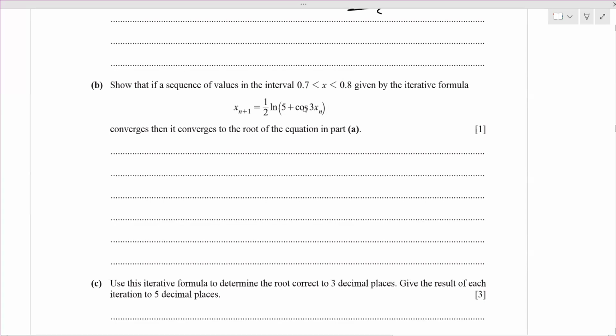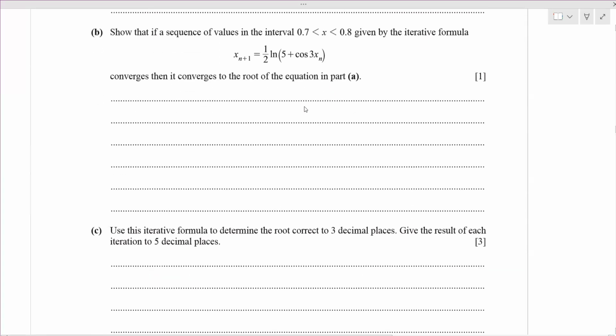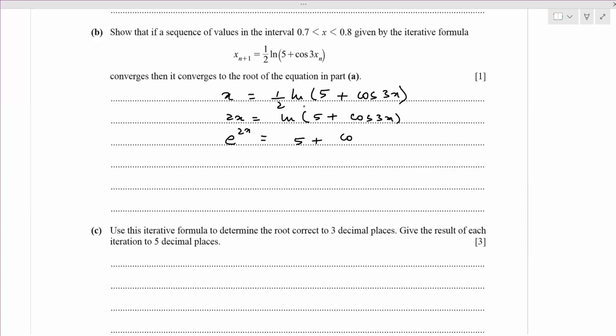ये सारी stories means कि इस formula से आपने question अपना बनाना है. आइए जनाब, इस formula से हम question form करते हैं. How to form the question by the help of this formula. So I'm writing it like x is equal to 1 over 2 ln(5 plus cos 3x). Cross multiply: 2x is equal to ln(5 plus cos 3x), taking e on both the sides. So e power 2x is equal to 5 plus cos 3x, and this we have to prove. Question हमारा form हो गया by the help of the formula.